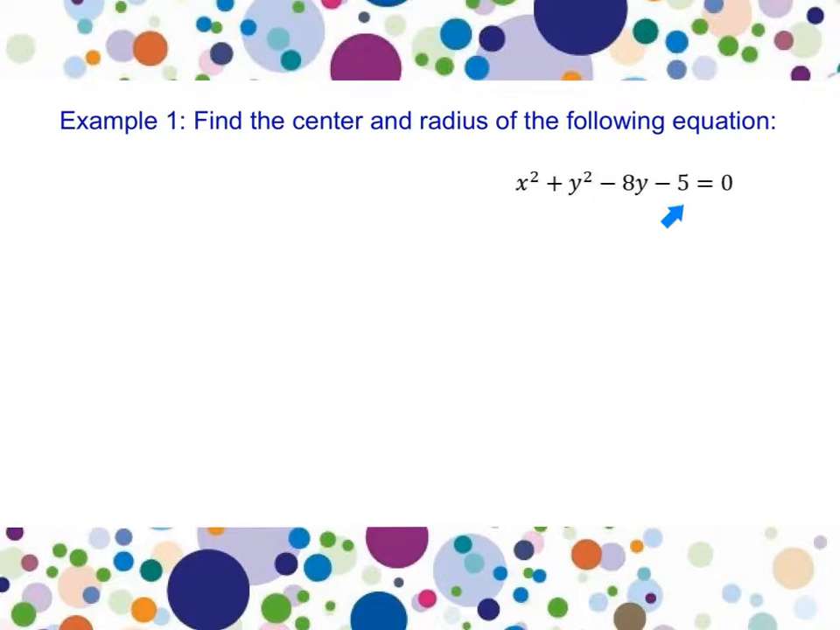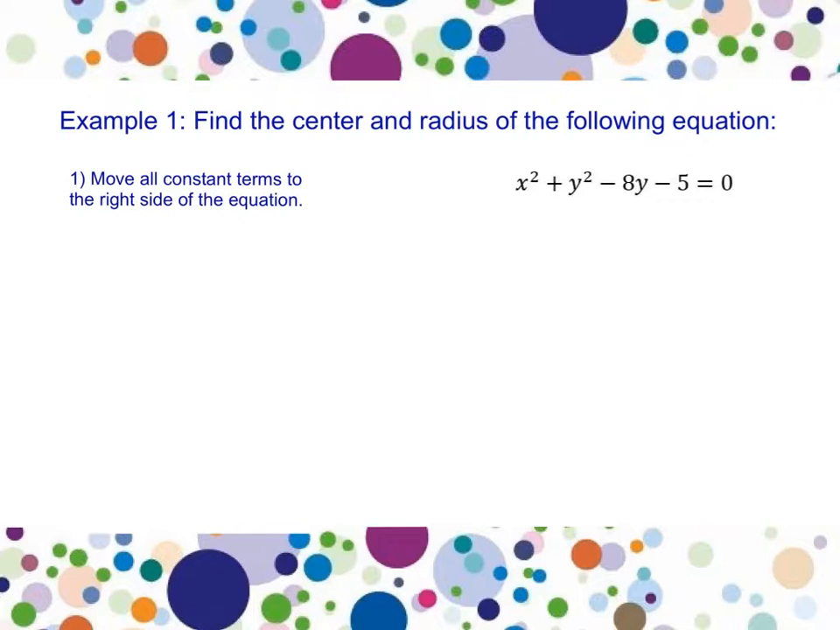So this is certainly not in center radius form, and just even looking at that, I know the radius of a circle can't be 0. So I'm going to follow a few steps, and you're going to hopefully write these in your notes as we go through the example together.